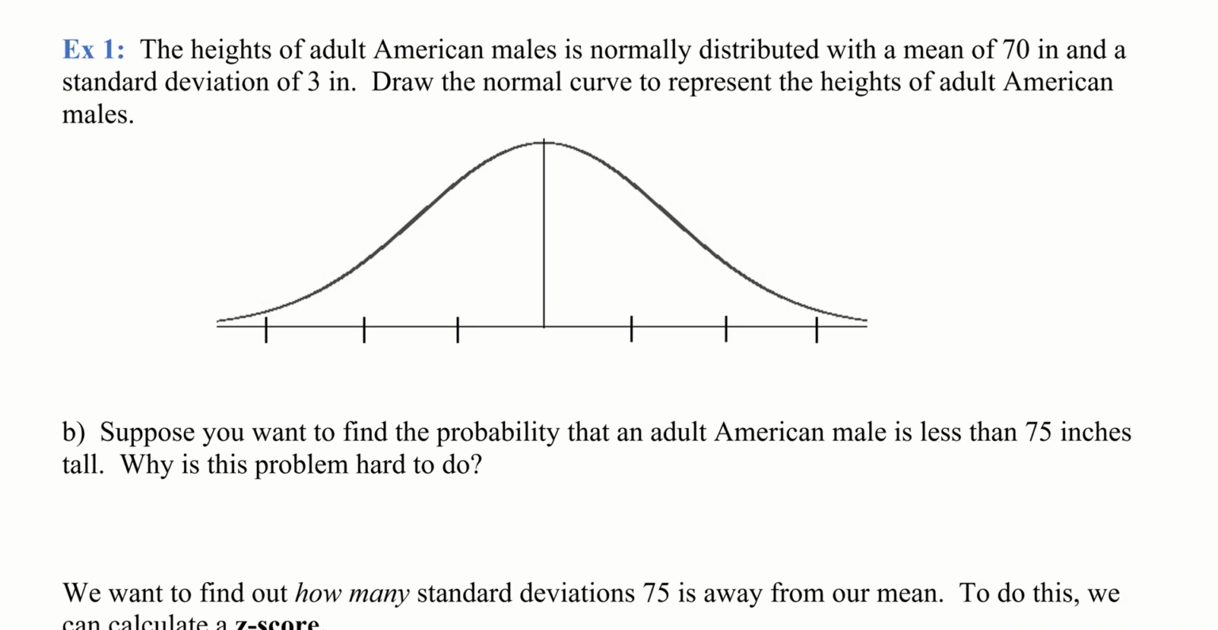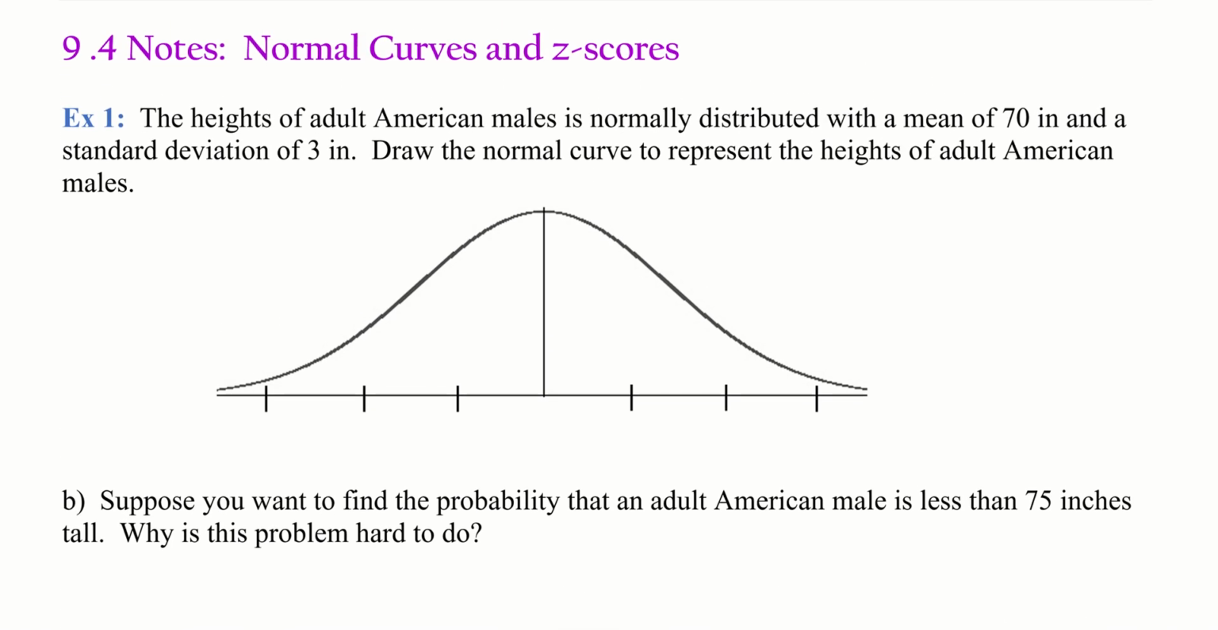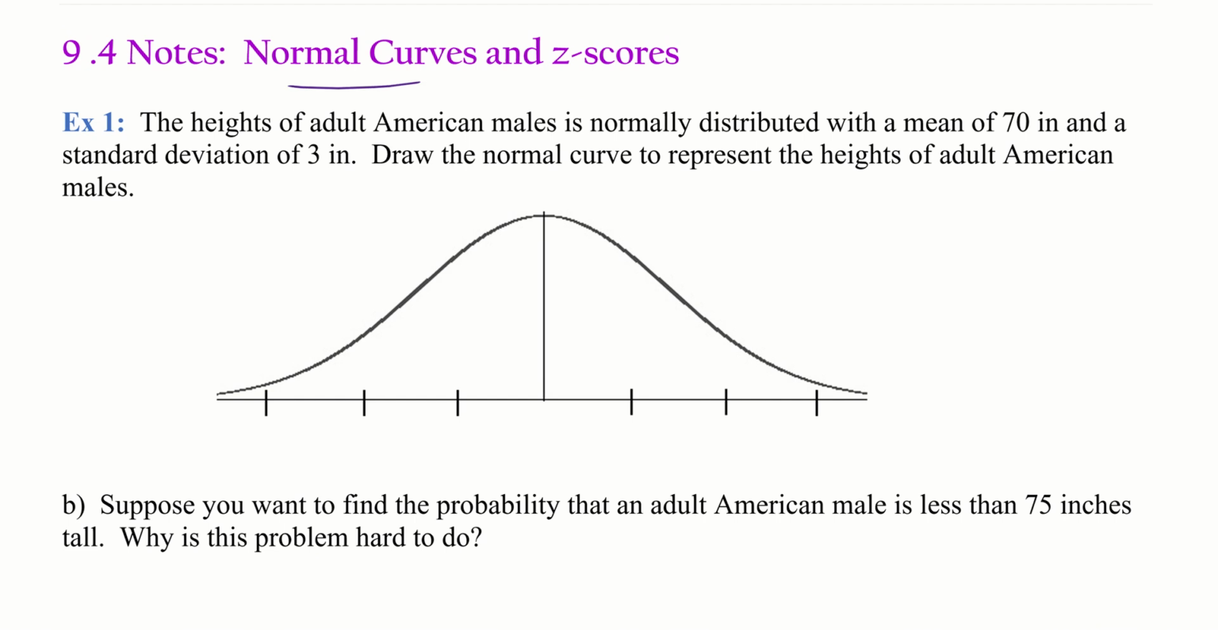Today we're going to go over the 9.4 notes, which is normal curves and the z-score. The z-score is super helpful when our question, in this case the 70 inches, doesn't land nicely on one of our standard deviations. So if I draw up this curve here, we have heights that are normally distributed with a mean of 70 and a standard deviation of 3.